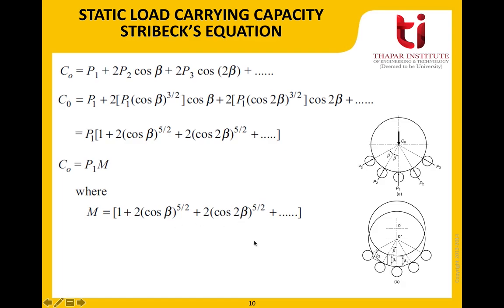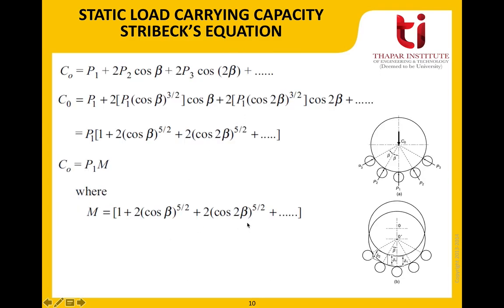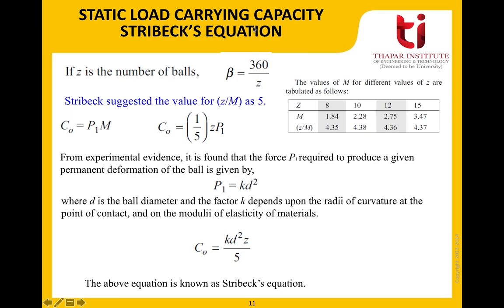Alright, so beta can be written as 360 by Z, where Z is the number of balls. And how are we able to write this equation? Because we have assumed that the balls are equidistant. So just have a look at this table now. If we know the number of balls in a particular bearing, we can easily evaluate M, because M involves a beta term, and beta can be evaluated from Z from this equation. So we have Z, so we have values for M.